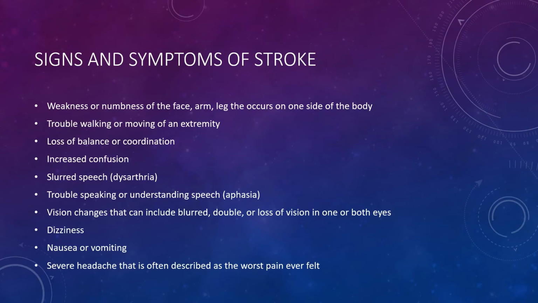Signs and symptoms of a stroke include weakness or numbness of the face, arm, leg that occurs on one side of the body, trouble walking or moving an extremity, loss of balance or coordination, increased confusion, slurred speech, trouble speaking or understanding speech, vision changes that can include blurred, double, or loss of vision in one or both eyes, dizziness, nausea or vomiting, and a severe headache that is often described as the worst pain ever felt.